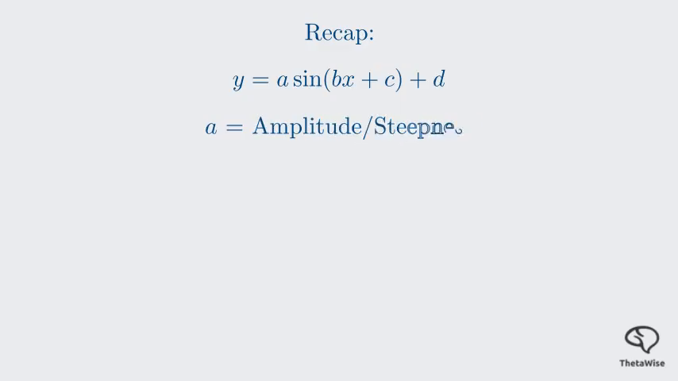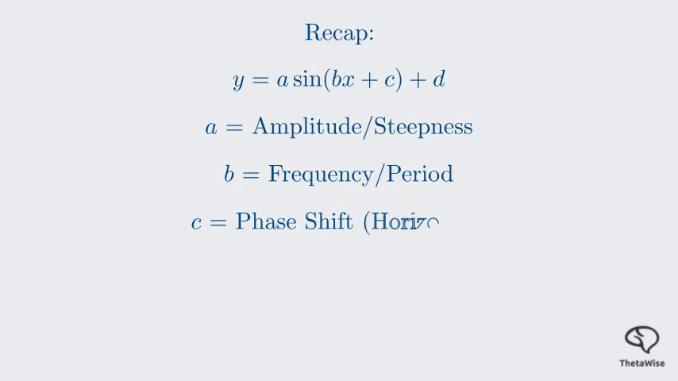That brings us to the end of our tutorial on trigonometric graphs. We've covered a lot of ground today. We started by understanding the general form of a trigonometric graph, y equals a sine, cosine, or tangent of bx plus c, plus d. We learned that A controls the amplitude or steepness, B controls the frequency and period, C is the horizontal phase shift, and D is the vertical shift. We explored each of these parameters in detail using sine graphs, and we saw how they transform the basic wave.